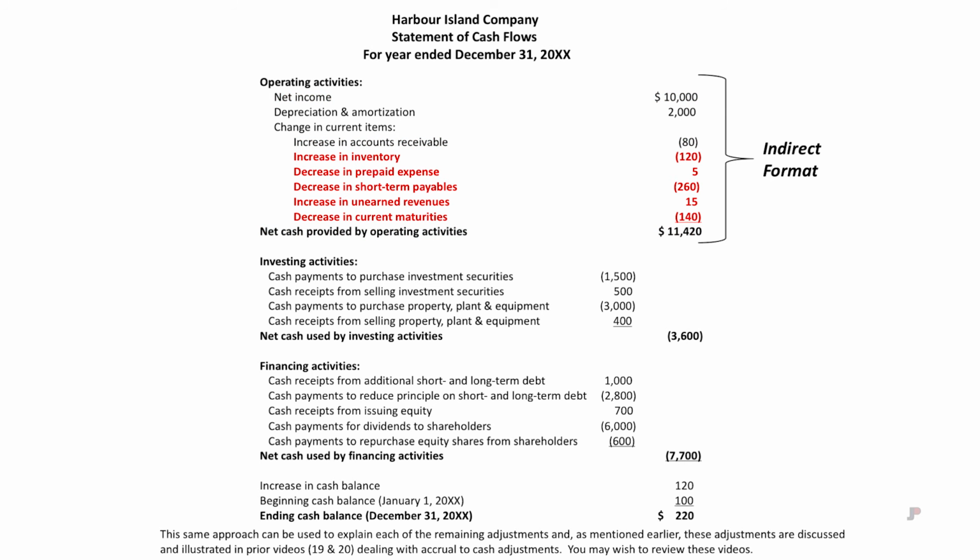This same approach can be used to explain each of the remaining adjustments, and as mentioned earlier, these adjustments are discussed and illustrated in prior videos 19 and 20, dealing with accrual to cash adjustments. You may wish to review these videos. The indirect format is more difficult to understand than the direct format, but as your accounting knowledge increases, you will increasingly appreciate the usefulness of these adjustments, which reconcile accrual-based net income with net cash provided by operating activities.